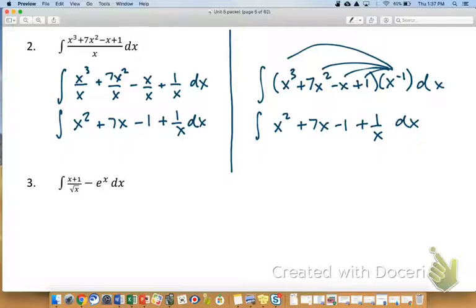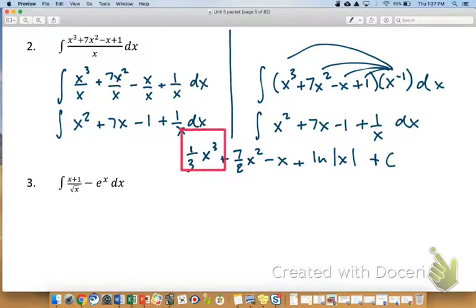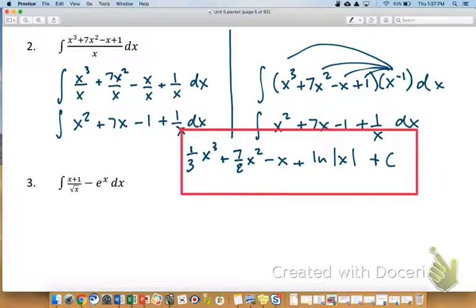So to finish this one, I'll just put my final answer here in the middle. It would be 1/3 x cubed plus 7/2 x squared minus x. Now that's your 3 power rules, right? And then the last one would be plus natural log absolute value of x. And then don't forget your plus c on the end. So whichever way you went, we should end up in the red box.